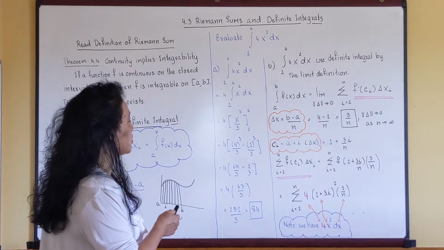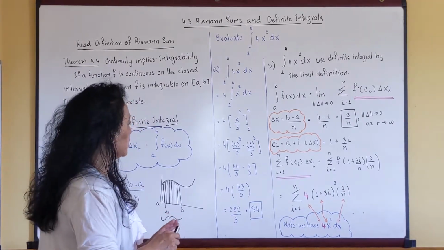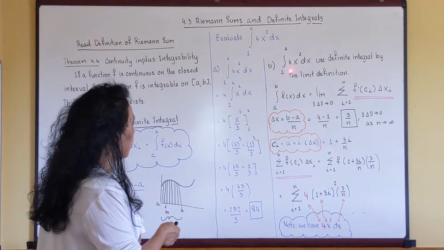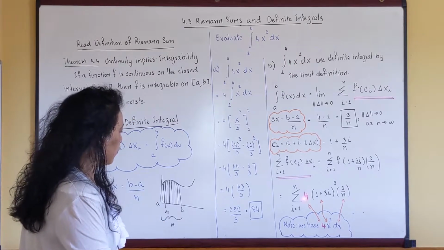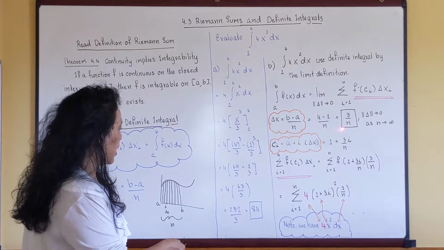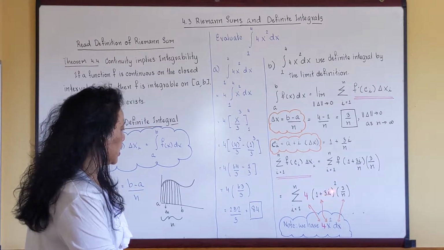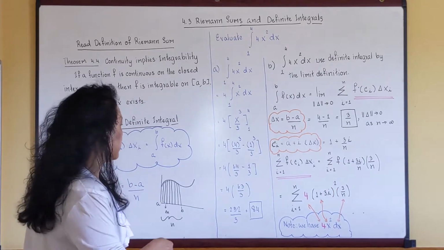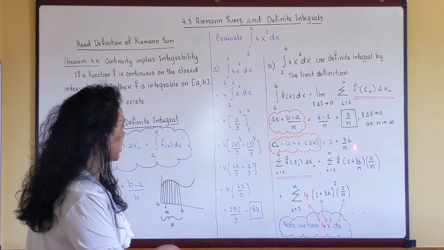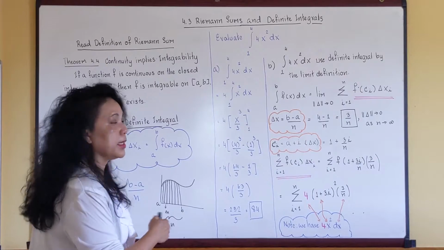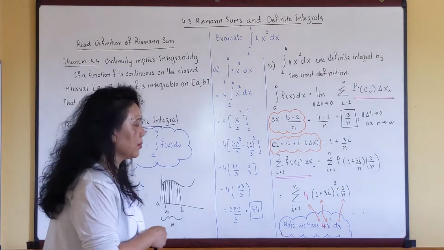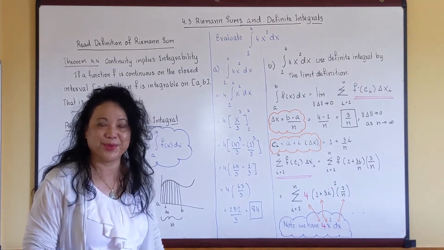Just to understand, if your equation is 4x to the cube, you're going to have 4 here, and your x is right here, your ci. You're going to have 1 plus 3i over n, to the cube. And delta x is 3 over n. Delta x is dx. Let's continue our example.